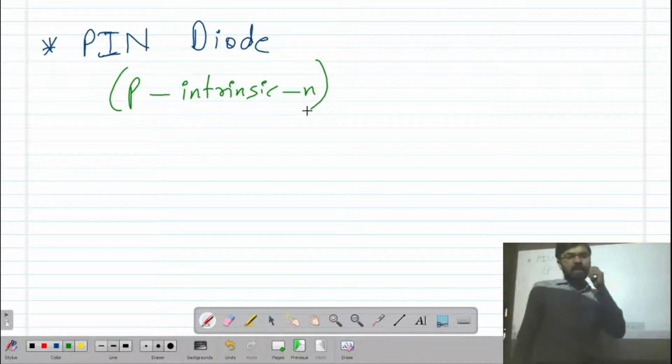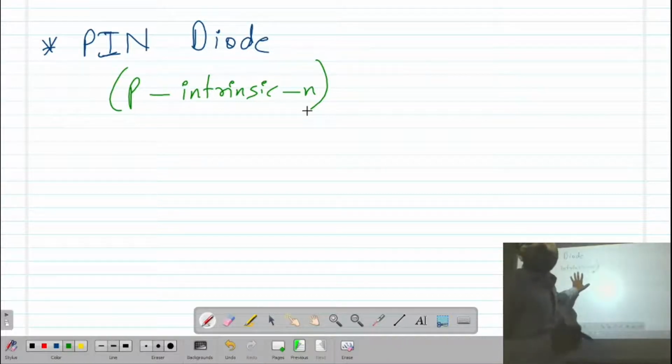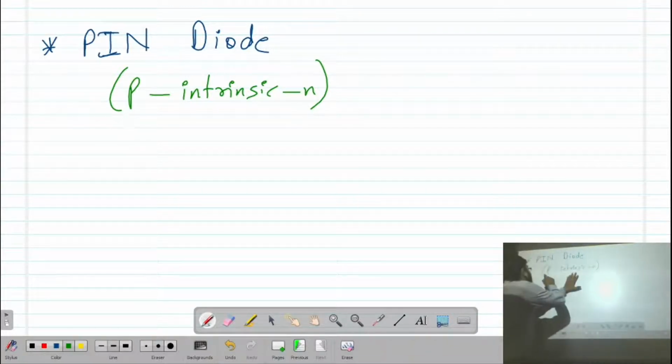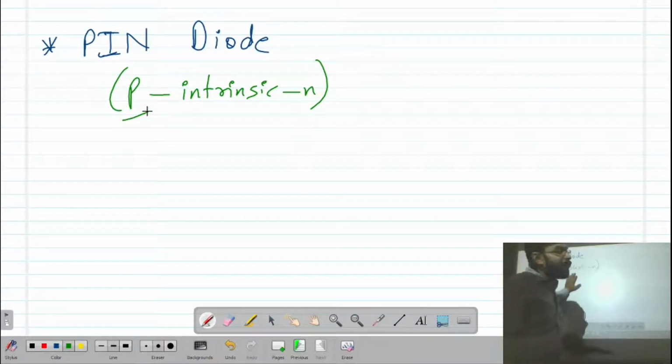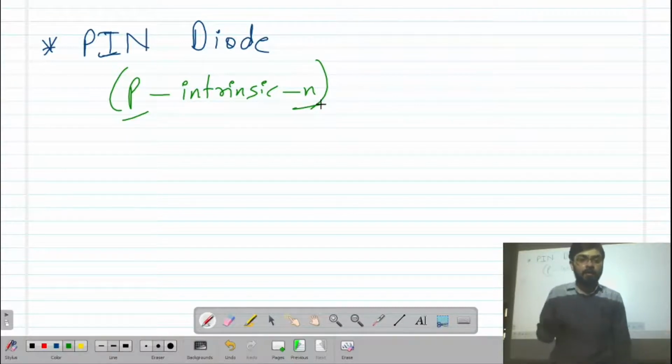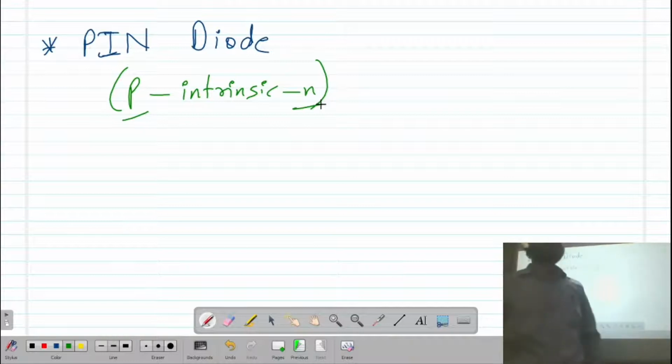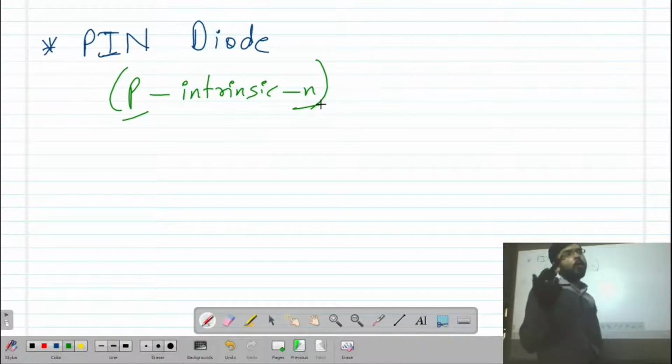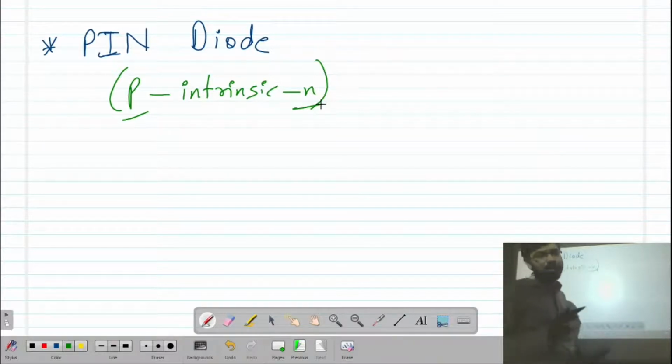Remember, an intrinsic semiconductor or intrinsic region is a semiconductor without any doping. Undoped semiconductor is intrinsic. If you dope the semiconductor with material having more holes, it will form P type. If you dope with more electrons, it will be N type, depending upon the trivalent and pentavalent impurities. You might have already studied these. Trivalent and pentavalent impurities give rise to N type or P type semiconductor. But intrinsic is nothing but the undoped semiconductor.